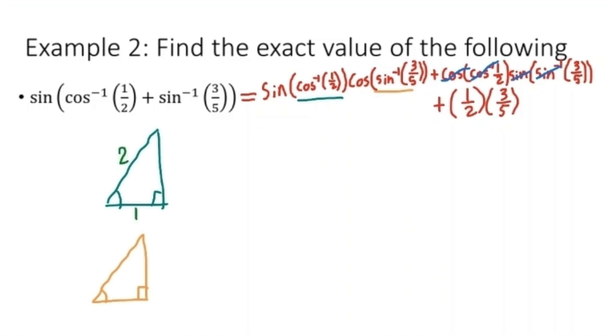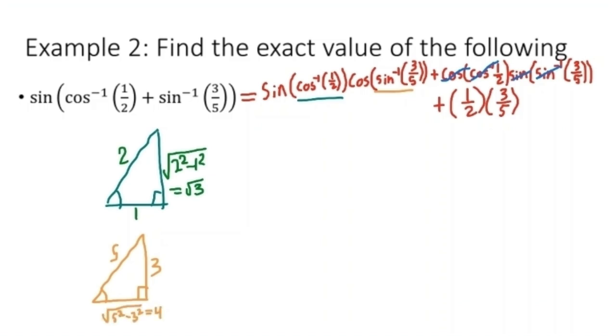The definition of cosine with right triangles is adjacent over hypotenuse, so we'll make one the adjacent side to the hypotenuse, which means we need the opposite side from Pythagorean theorem. We get that the opposite side is root 3. In the orange triangle, the definition of sine is opposite over hypotenuse, so we'll make the opposite 3, the hypotenuse 5, and we use Pythagorean theorem for the adjacent, and we get 4.